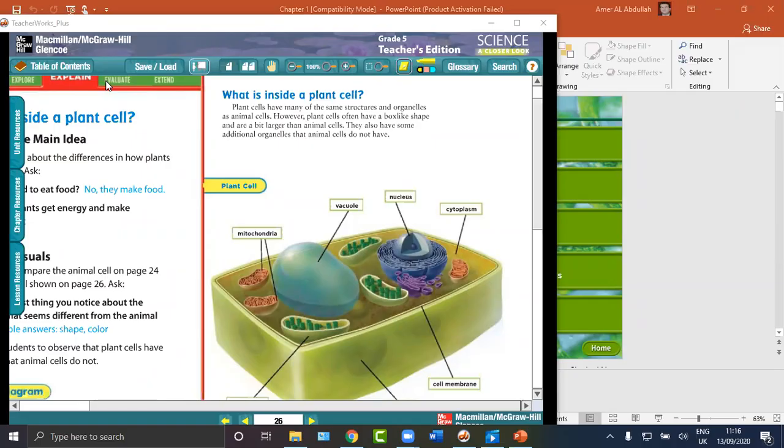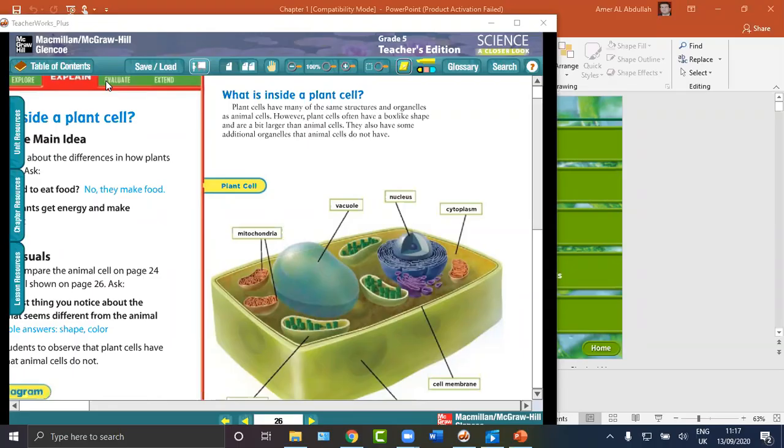What about mitochondria? Mitochondria break down food. They support the cell by breaking down the food. Excellent student. Excellent, guys, really.